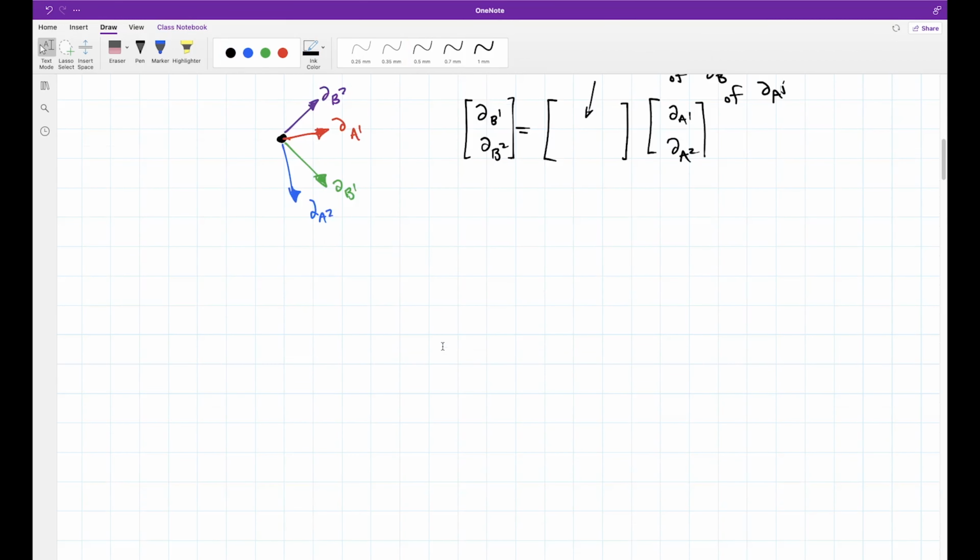All right. So let me just give you the rule. Partial BK is going to be equal to partial BK of AJ, partial AJ, where this implies a sum over J.